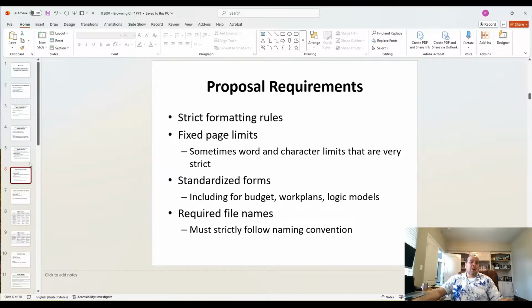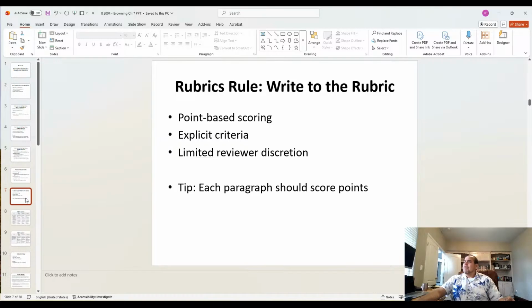But again, don't obviously put in new things that you haven't written in your narrative. All of these things have to sort of match up, right? And then required file names: strictly follow the naming conventions that they tell you, exactly how they want the document name. That's how you should be naming the document. Okay, all right. The writing to rubric, right?